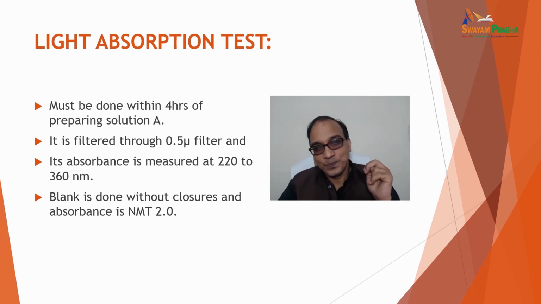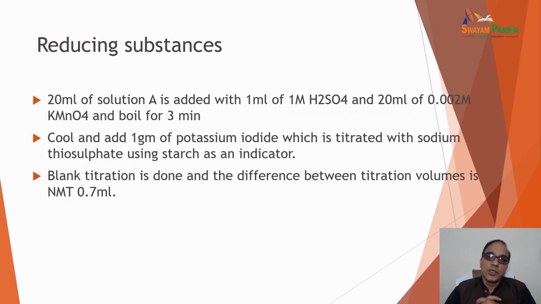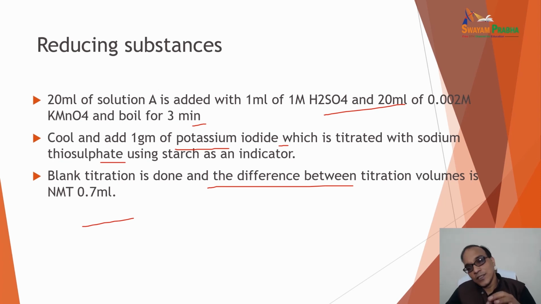Not more than 2. Now reducing substance. 20 ml of solution A is added with 1 ml of 1 M H2SO4 and 20 ml of 0.02 M KMnO4 and boiled for 3 minutes. Cool and add 1 gram of potassium iodide, which is titrated with sodium thiosulfate using starch as an indicator, and the blank titration is done. The difference between titration volumes is not more than 0.7 ml. So this is the limit for reducing substance.